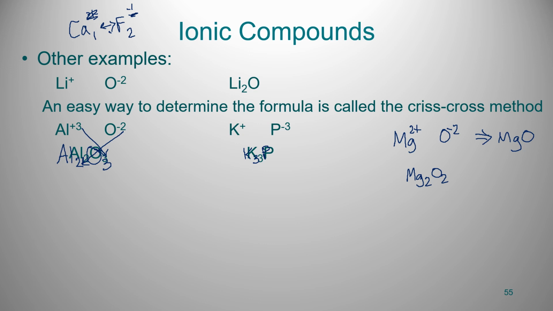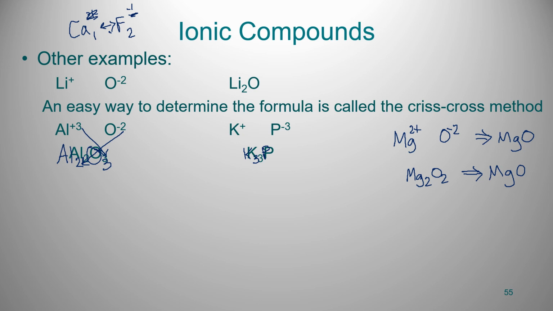So, if you missed that and you did the crisscross, just take a minute, look at your final compound, and if you can simplify it any, just sort of like a fraction, you're going to want to simplify it to MgO. 2 to 2 is the same as 1 to 1. So you always want the lowest ratio possible. So the crisscross doesn't always work, especially if you're not paying attention, but keep that in mind.